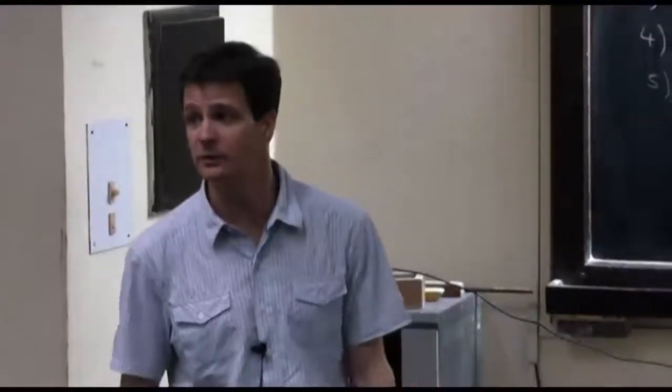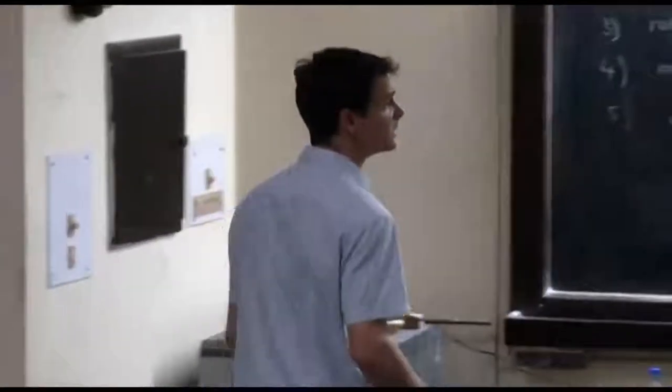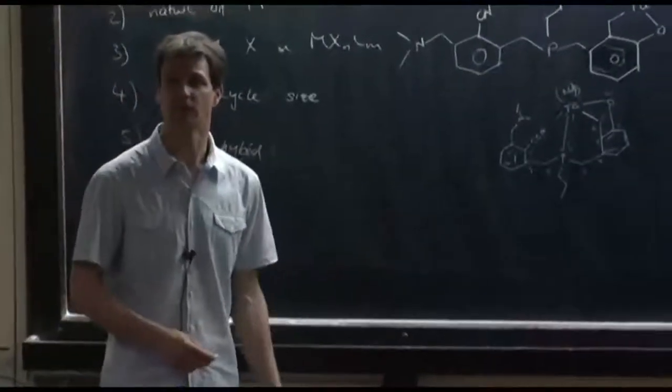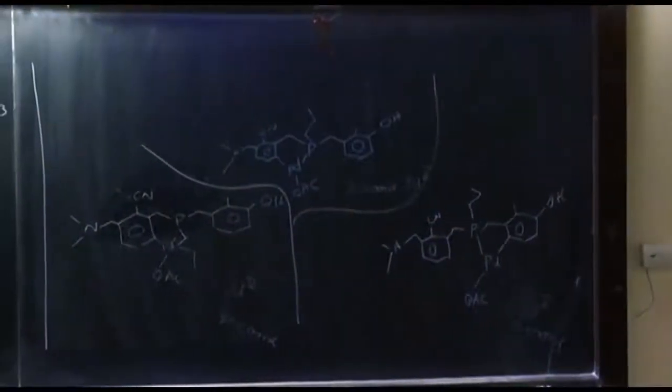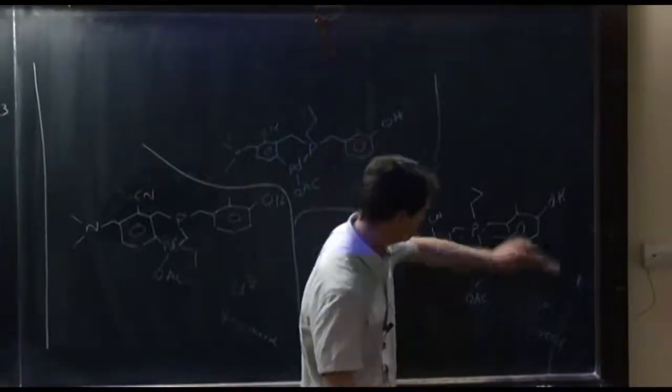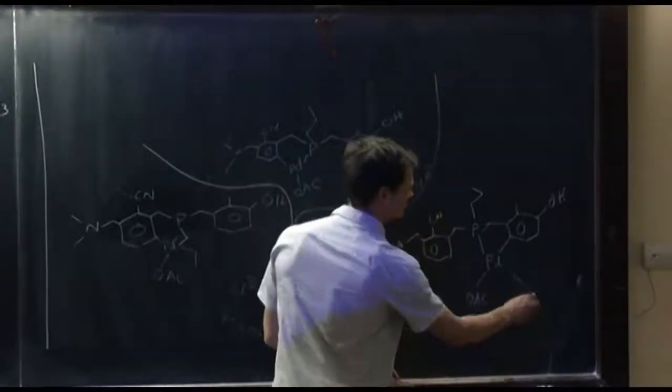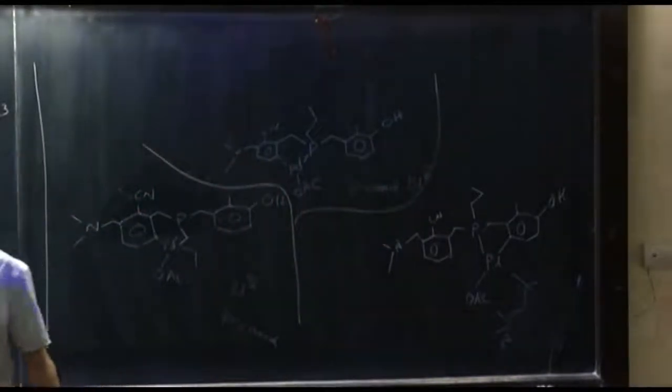The 4 coordinate probably is 6 coordinate. The 3 coordinate probably is 4 coordinate. Now we can do this, but we have to do it. And the easiest is to somewhere have a chelate. And the second easiest is to make it a dimer. Done.